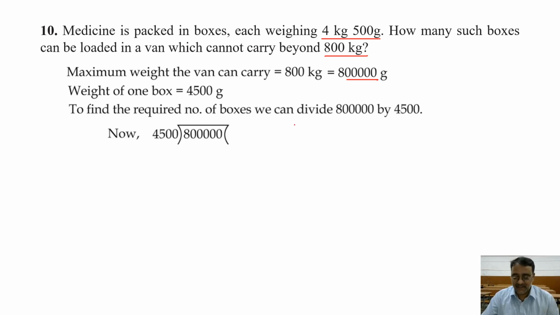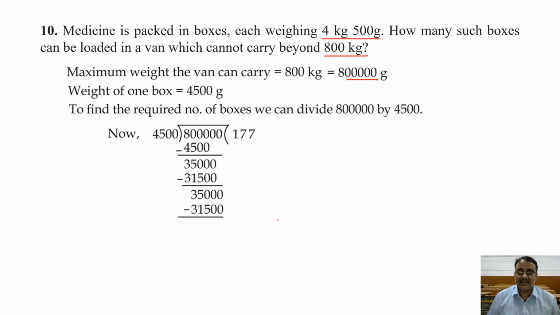Let's divide. So 4500, first quotient will be 1, 4500. Now if we subtract, we will get 3500. So we bring one zero down. So now next number is 7. 45 into 7 is 315. So 31,500. Now again subtract, you will get 3,500. Again we will bring one zero down. Again we will get 7, that is 31,500. So the last remainder is 3,500.